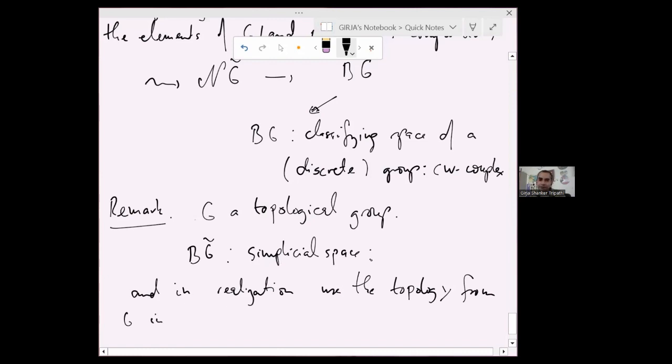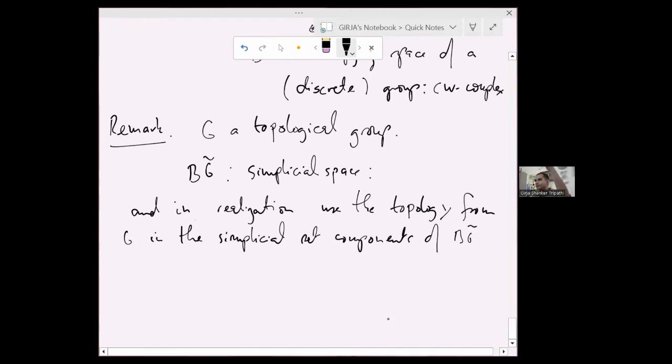In the simplicial set, the components of BG, in this disjoint union, instead of giving the discrete topology to the first factor, you use the topology from G, and then use the quotient space of that topological space with the same relations. So this time we again get something. Our realization should change now, because the topology on the space has changed. So this gives a realization which takes into account this topology from G.